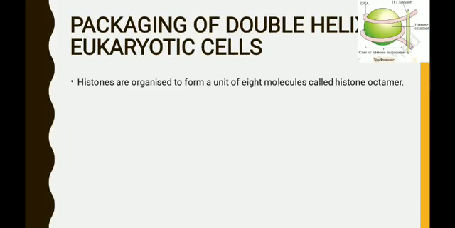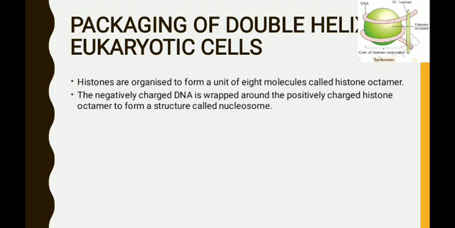And again the diagram. Here the histones are organized to form a unit of 8 molecules called an octamer. Just observe the diagram, the labeling histone octamer, a large ball-like structure that is actually made up of 8 molecules of histones. Octa means 8 histone proteins.